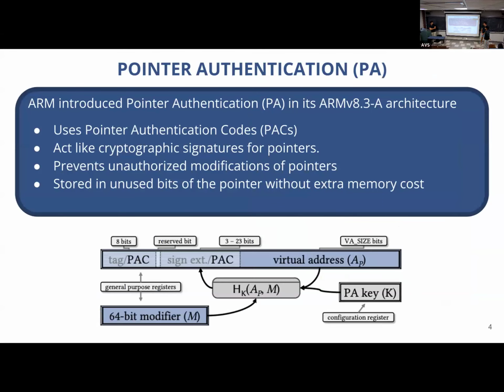Pointer authentication is a current solution which was introduced in ARM's version 8.3 architecture. It's basically a hardware security feature, and it uses pointer authentication codes, also known as PACs. These act like cryptographic signatures for pointers and essentially prevent unauthorized modification of pointers. And these are basically stored within the unused bits of the pointer, so there's no additional memory cost.